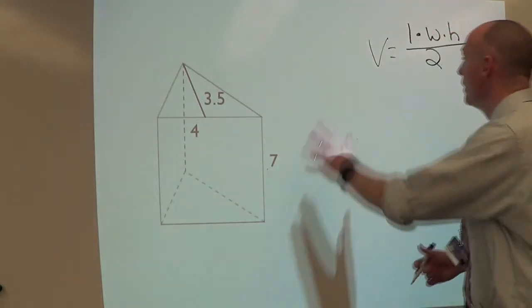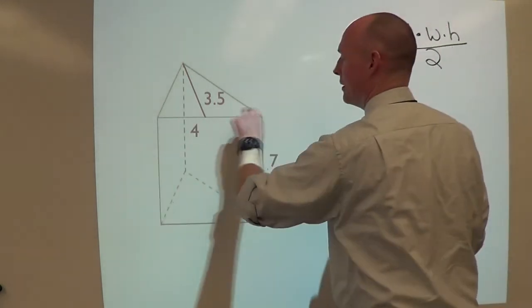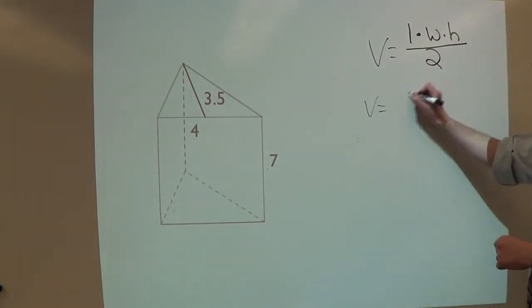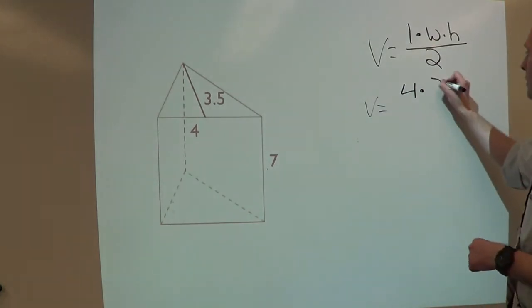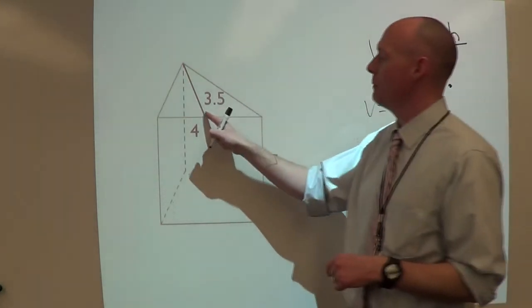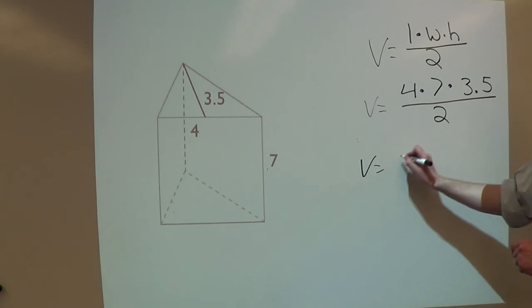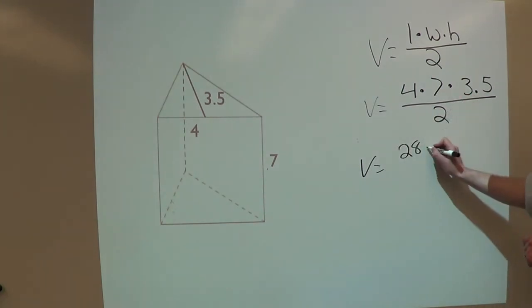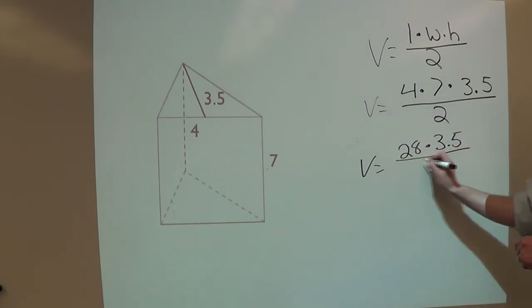So let's do it. Volume equals length. How long is it? Length of 4, times 7, times the height of my triangle is 3.5. And we're going to divide that by 2. Let's do it. 4 times 7, volume equals 28 times 3 5/10 divided by 2.